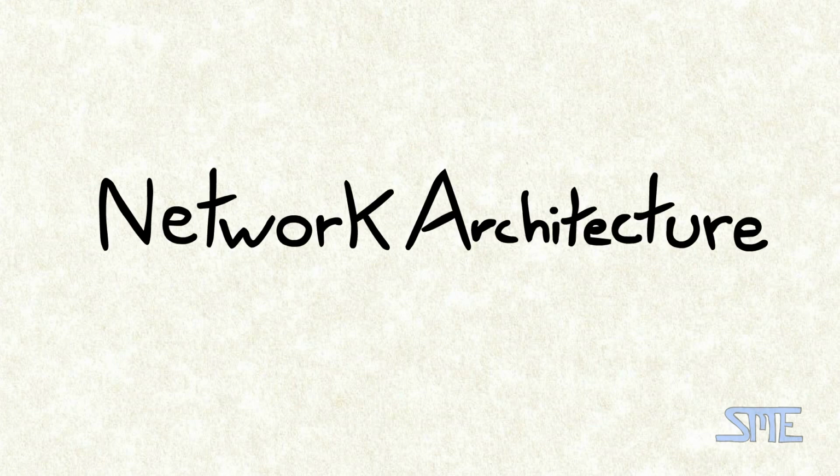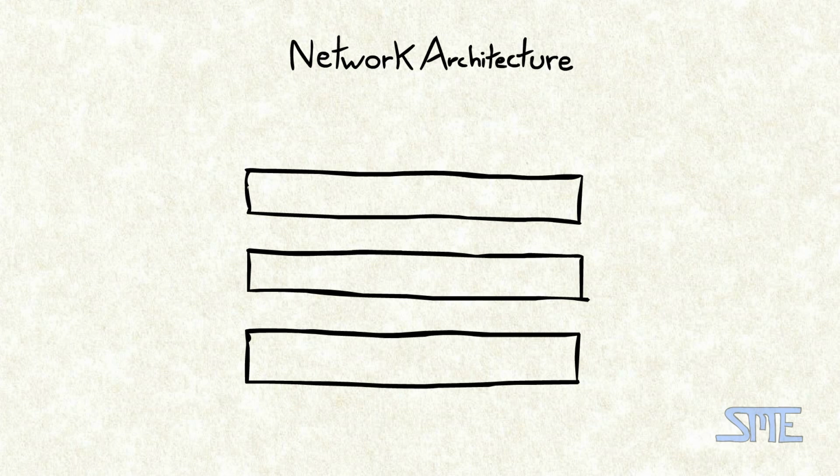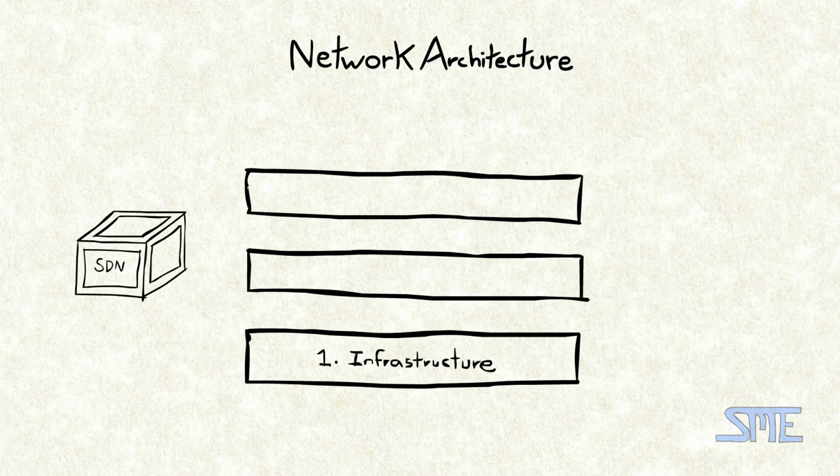How is SDN managed? SDN can be categorized as a form of network architecture. There are 3 layers. The first layer, which is at the very bottom, is the infrastructure layer. This is where the network forwarding equipment is. It is the physical switches within the network. In other words, it is the physical box itself, the SDN box.